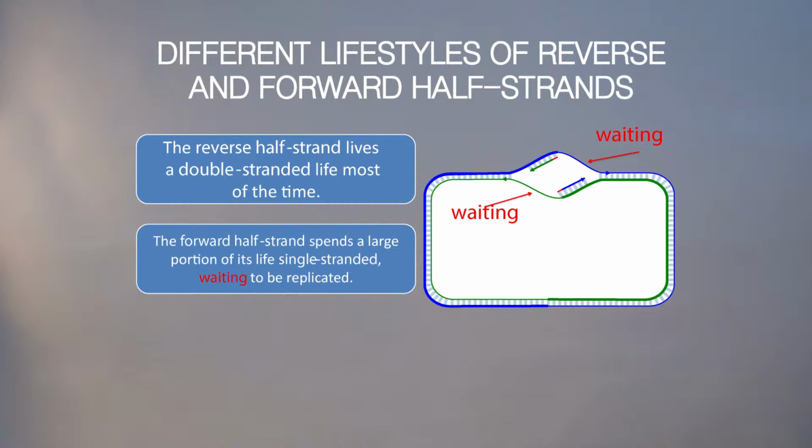So the only thing we need to learn about this process to proceed with our algorithm afterwards is that reverse and forward half strands, so thick half strands and thin half strands, have very different lifetimes. The reverse half strand lives a double-stranded life because it's constantly replicated. There is hardly a moment when it lives single-stranded. But the forward half strand spends a large portion of its life single-stranded, because it has to wait until replication forks open until it starts replication.